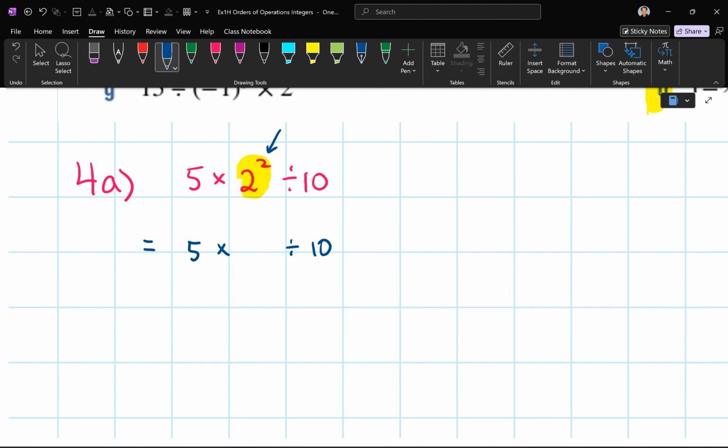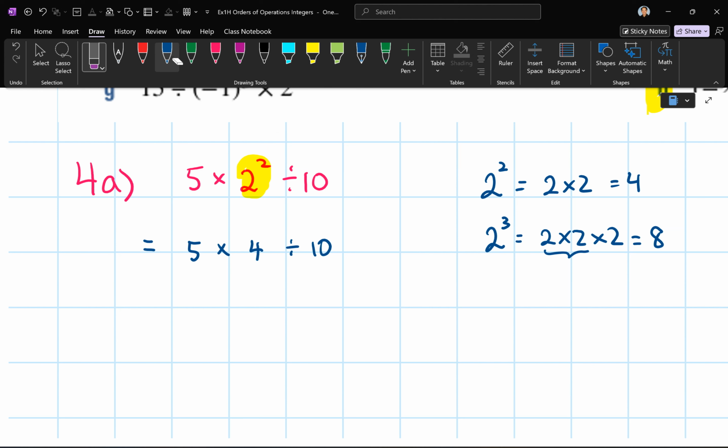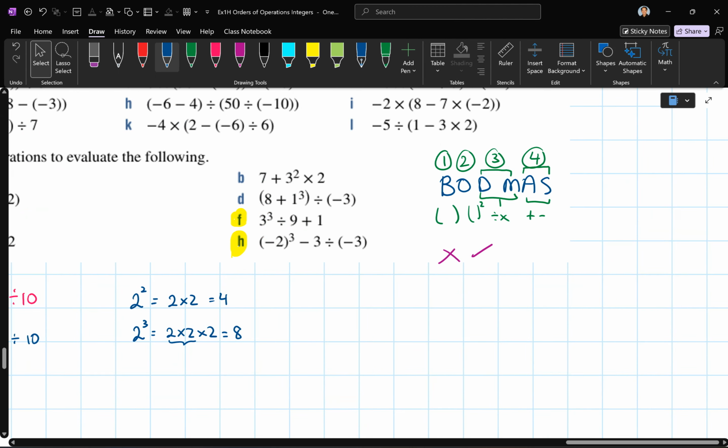So 2 squared. Now, 2 squared happens to be 2 times 2, but don't confuse that with 2 cubed. 2 cubed is not 2 times 3, it's actually 2 times 2 times 2. So 2 squared gives you 4, but 2 cubed gives you 8, because 2 times 2 is 4, and then 4 times the extra 2 is 8. Just don't confuse those two. So 2 squared gives me 4. Now I've ticked off order, so order's done.